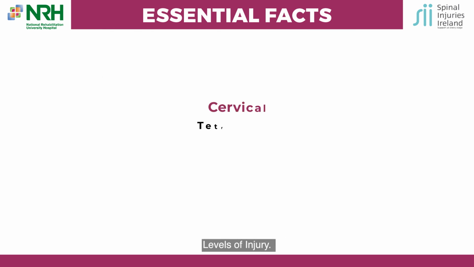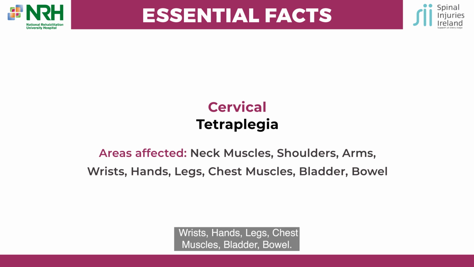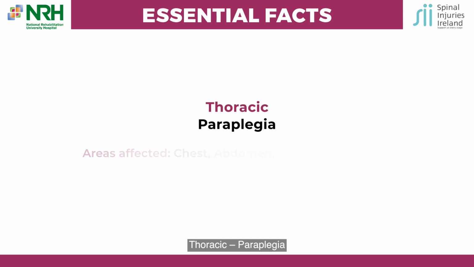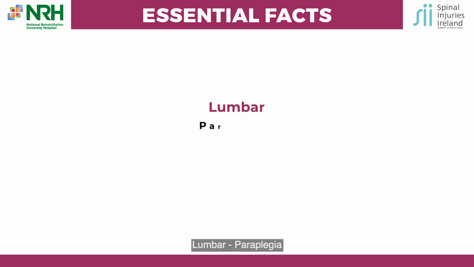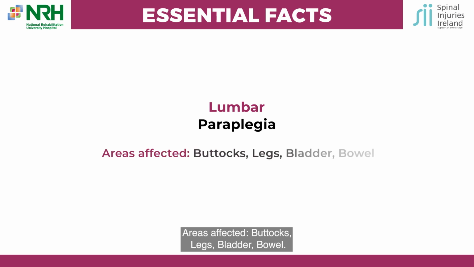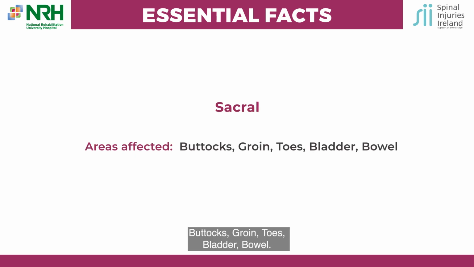Levels of injury: cervical, tetraplegia, areas affected: neck muscles, shoulders, arms, wrists, hands, legs, chest muscles, bladder, bowel. Thoracic, paraplegia, areas affected: chest, abdomen, legs, bladder, bowel. Lumbar, paraplegia, areas affected: buttocks, legs, bladder, bowel. Sacral, areas affected: buttocks, groin, toes, bladder, bowel.